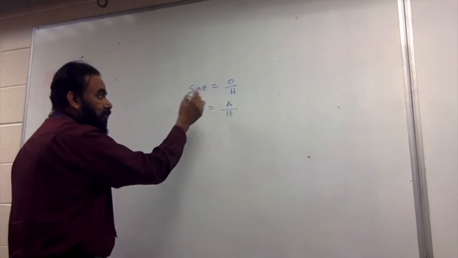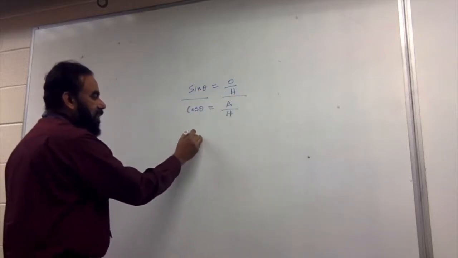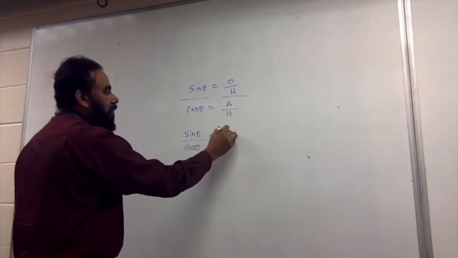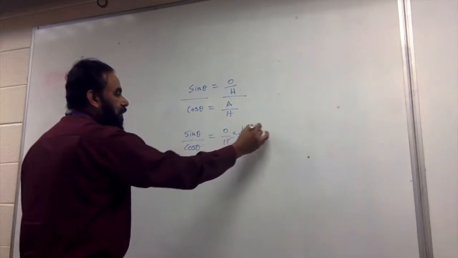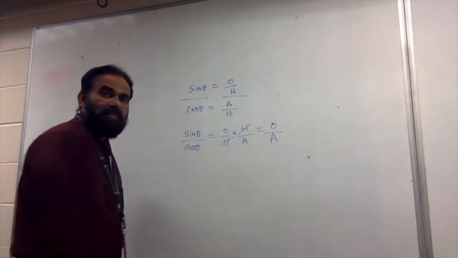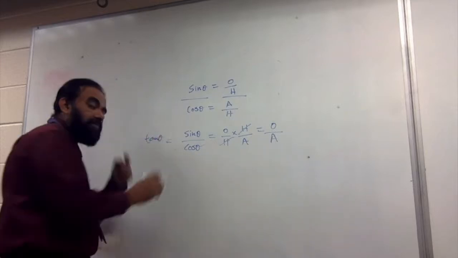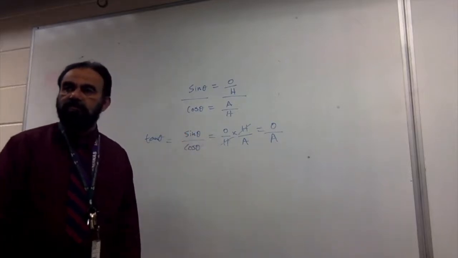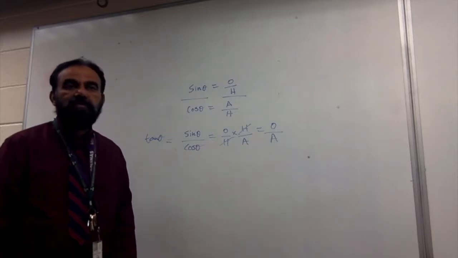If you divide both of these together, you get sine theta over cos theta, which is equal to O over H times H over A, and you get O over A, which is tangent. So tan of an angle is sine over cos. You might have come up with this identity, but just make sure that you know this.